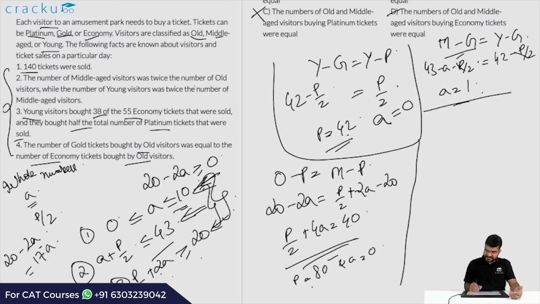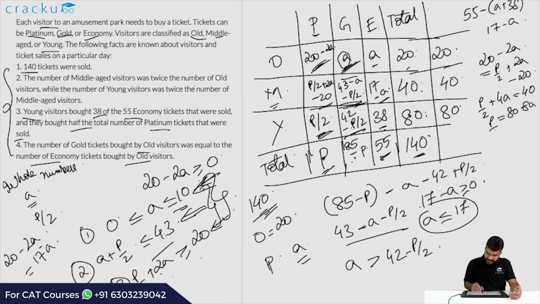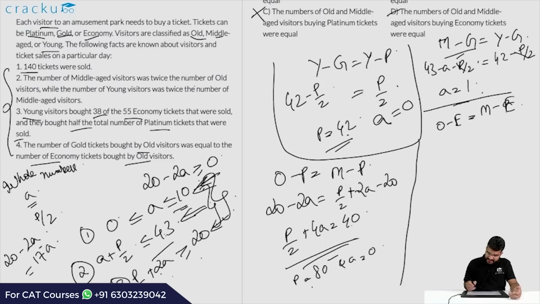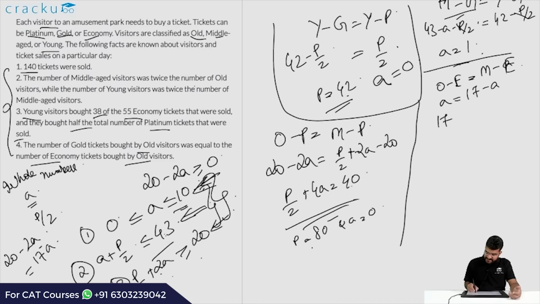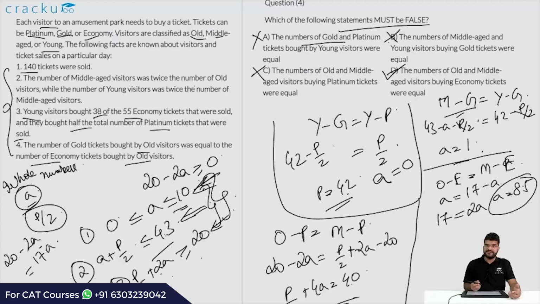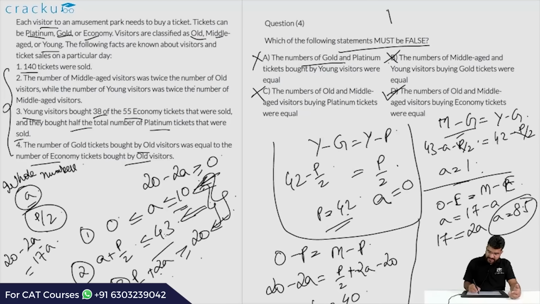Now let us look at the last one, which is option D. The number of old and middle-aged visitors buying economy tickets were equal. That is, old economy is equal to middle-aged economy. Old economy is A, middle-aged economy is 17 minus A. So it is saying that A is equal to 17 minus A. Clearly this is not the case because A would equal 8.5. But we know that A and P by 2 have to be whole numbers. So A can't equal 8.5. So we know that for sure option D is always false, so the correct answer is option D.